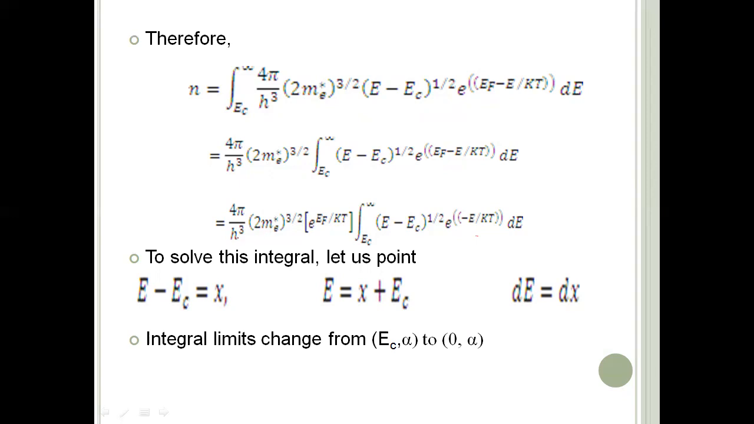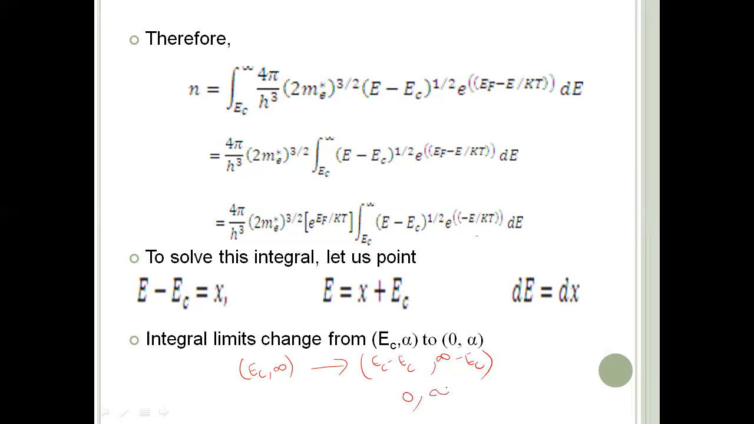So n is equal to 4 pi by h cube into (2 me star) power 3 by 2, e power EF by KT, integral from EC to infinity of (E minus EC) power 1 by 2 e power minus E by KT dE. Now in this, just keep E minus EC as a constant x. Now if you take EC to the other side, E is equal to x plus EC, then dE will be dx, because the differentiation of EC is 0. So differentiation of E is equal to differentiation of x. Now what are the integral limits we have? Lower limit is EC and upper limit is infinity. Now substitute them in this expression. The values will change to EC minus EC, and infinity minus EC. So EC minus EC is equal to 0.